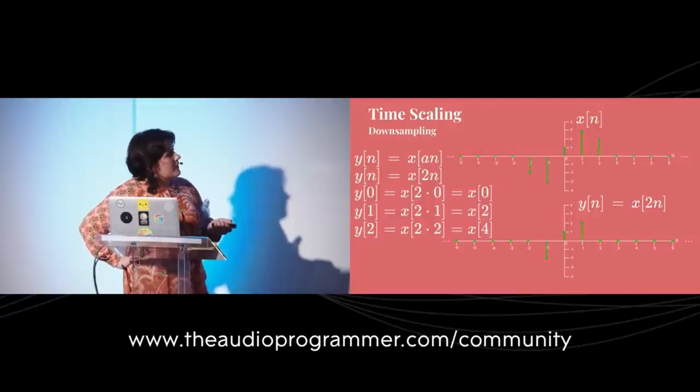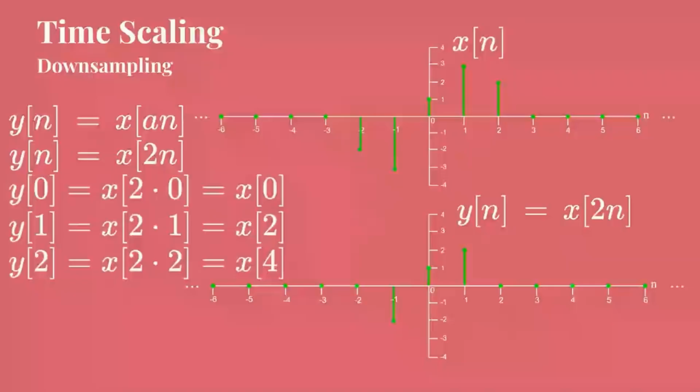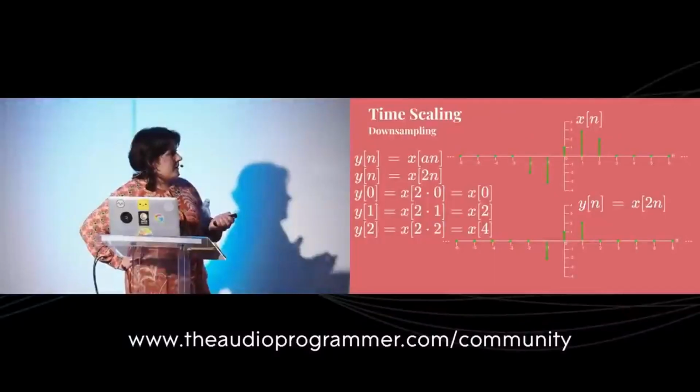So this one is going to be a compression. We also call this downsampling. And that is a condition when the a is larger than 1. So here the example is y of n should be x of 2n. So whichever n we have, we're timesing by 2. So if we come down here, we want to find y of 0. 2 times 0 is 0.